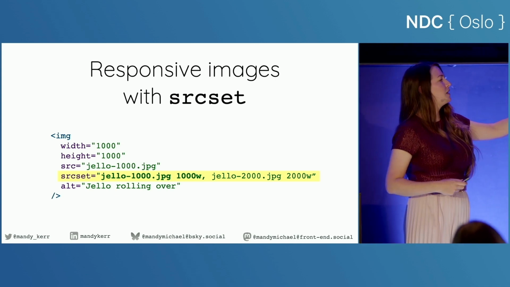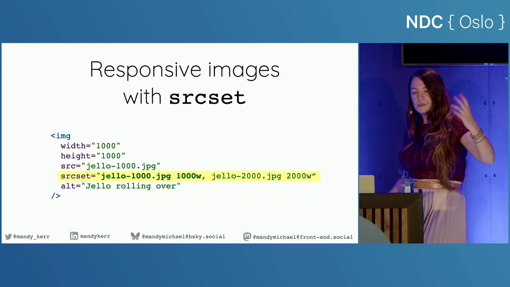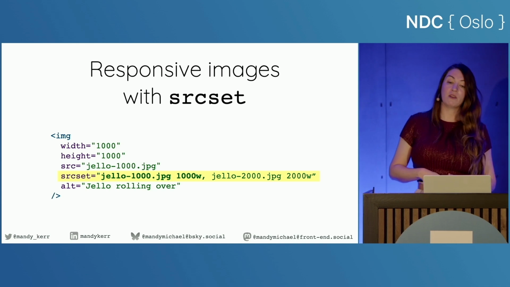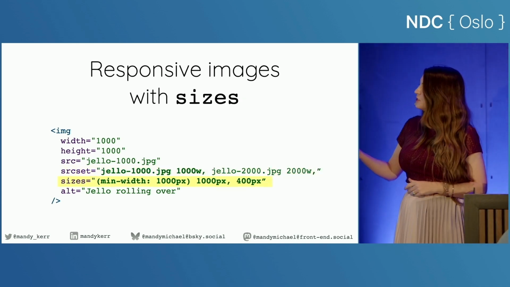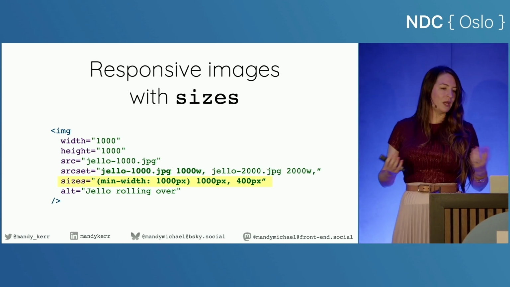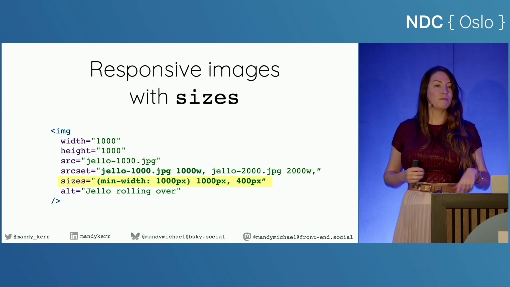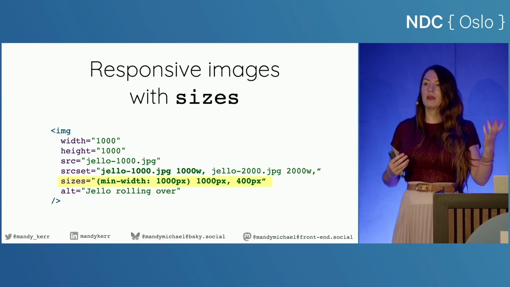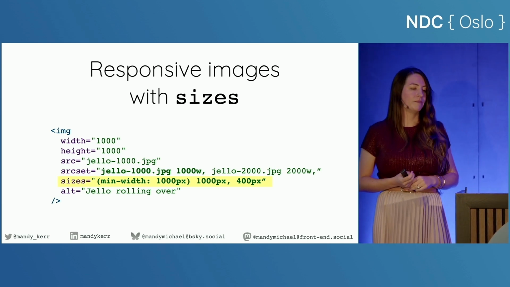Sometimes people think that the 1000W means width of the viewport. It does not. It means width of the image. If you want to determine which image to use based on the width of the viewport, you can use the sizes attribute, which allows you to define media conditions like we do in CSS. So we can say, at a min width of 1,000 pixels, I want to load a 1,000 pixel wide image. And then it will go to that source set and it will pick the one that matches. In this case, the 1,000 wide image.